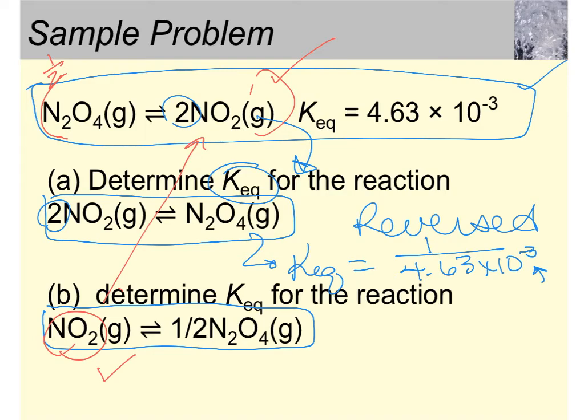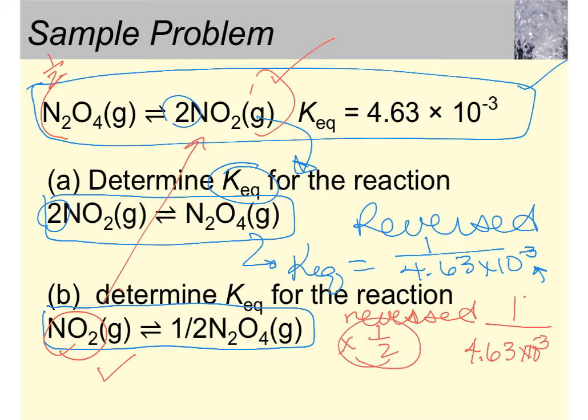Okay, so we reversed it, and we multiplied it by 1/2. So reversing it is going to do 1 over the K value like we did in the previous sample problem. Okay, and then multiplying by 1/2 is like raising that to the 1/2 exponent. And again, hopefully you remember your math, if you raise something to the 1/2 exponent, that is the square root, right? All right, so our new equilibrium constant would be 1 over the square root of the original equilibrium constant.